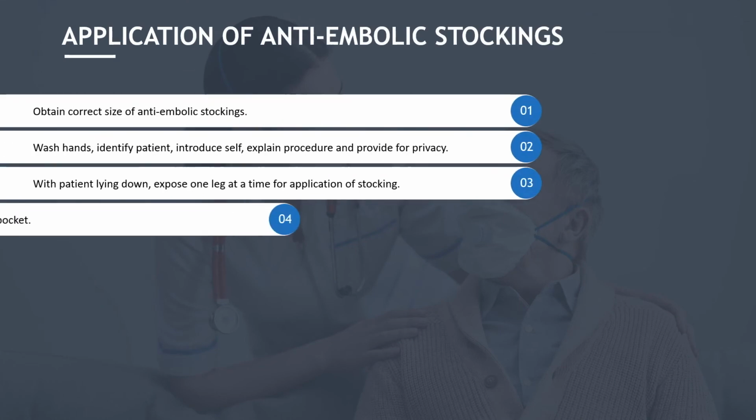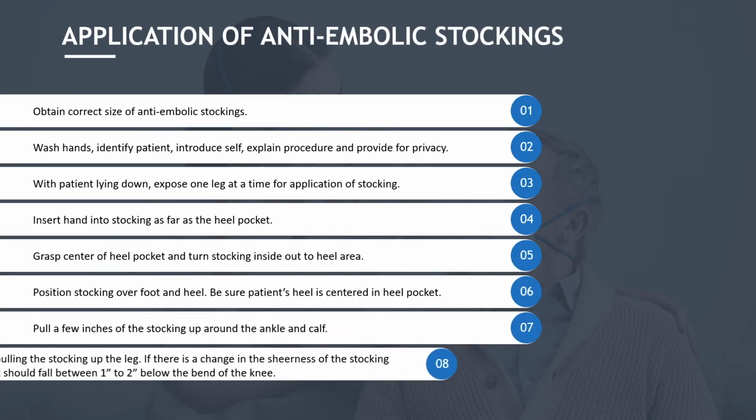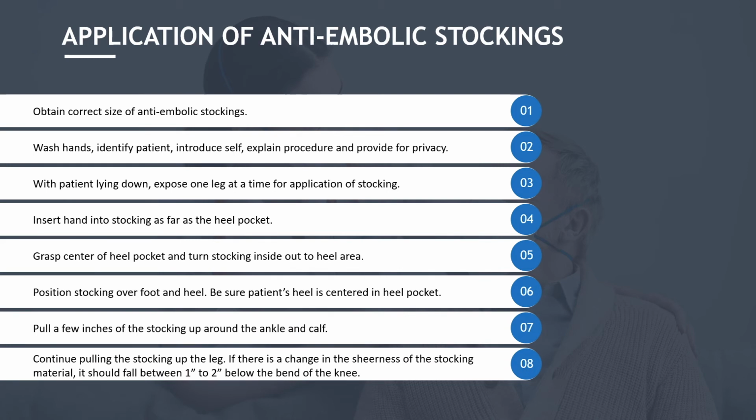Application of anti-embolic stockings. 1. Obtain correct size of anti-embolic stockings. 2. Wash hands, identify patient, introduce self, explain procedure, and provide for privacy. 3. When patient is lying down, expose one leg at a time for application of stocking. 4. Insert hand into stocking as far as the heel pocket. 5. Grasp center of heel pocket and turn stocking inside out to heel area.